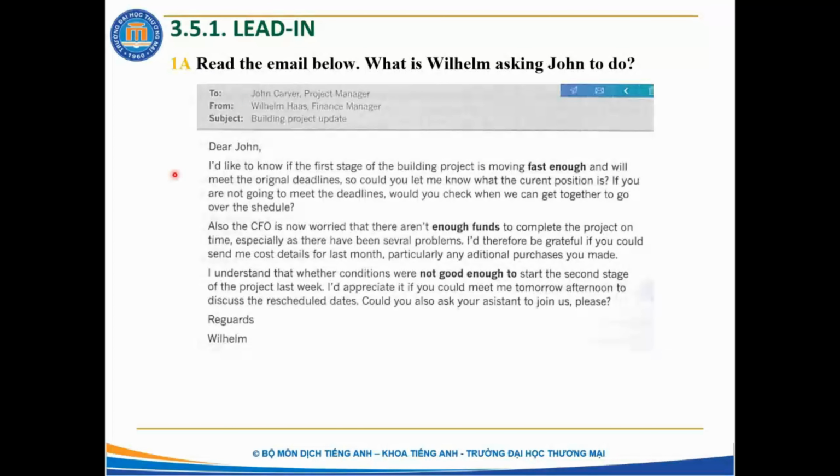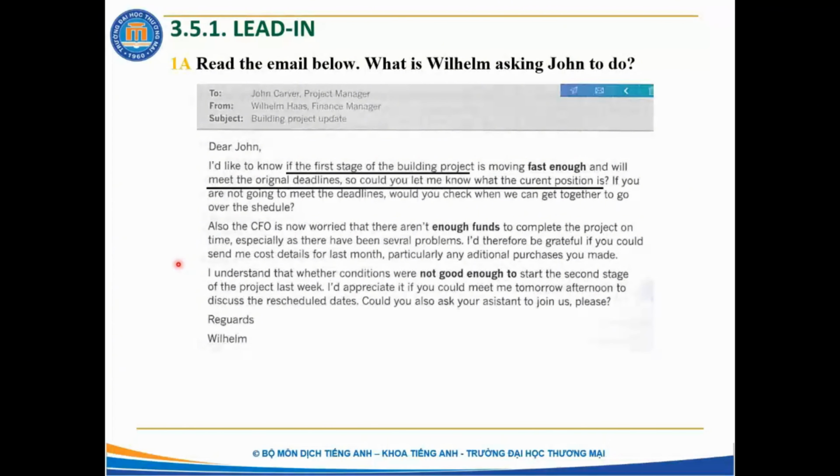Alright, so we read the first paragraph together. I'd like to know if the first stage of the building project is moving fast enough and will meet the original deadlines. So could you let me know what the current position is? If you're not going to meet the deadlines, would you check when we can get together to go over the schedule? So in this paragraph, Wilhelm would like to know if the first stage of the building project meets the deadline or not.